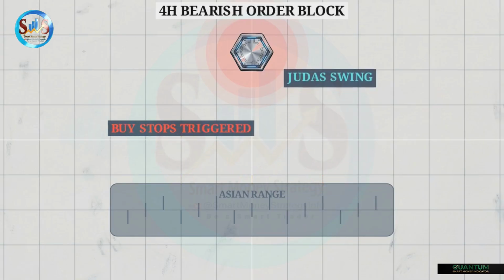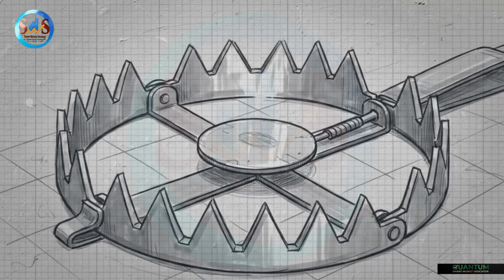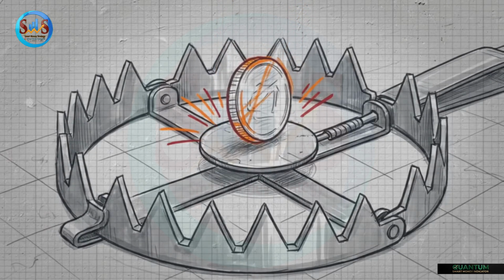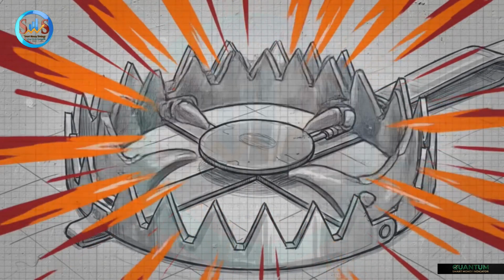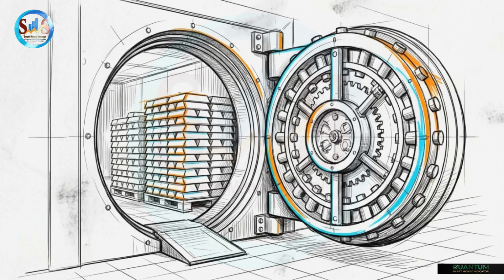But this move has a hidden target, a higher time frame point of origin just above the retail noise, a premium 4-hour bearish order block. Market makers use the violent upward breakout as engineered bait, designed to trap buyers at the absolute maximum price point before the trap snaps shut. Executing the Judas swing requires a massive injection of capital. Moving the market this aggressively infers a significant, hidden operational cost for the market maker.